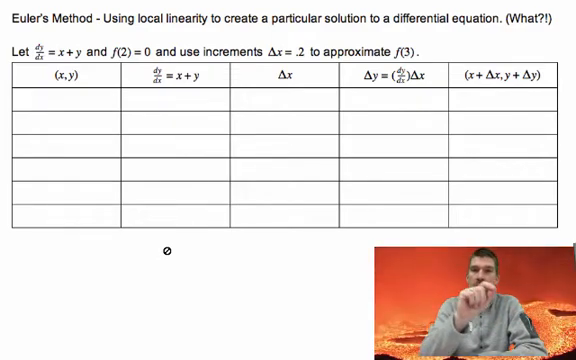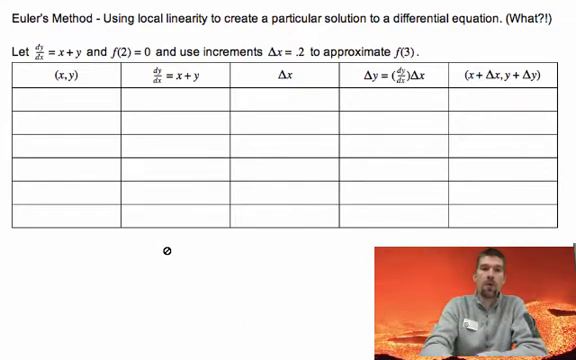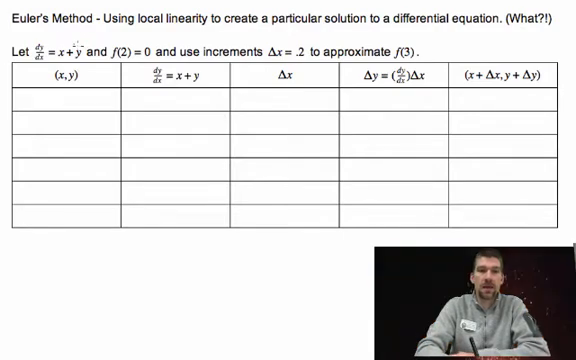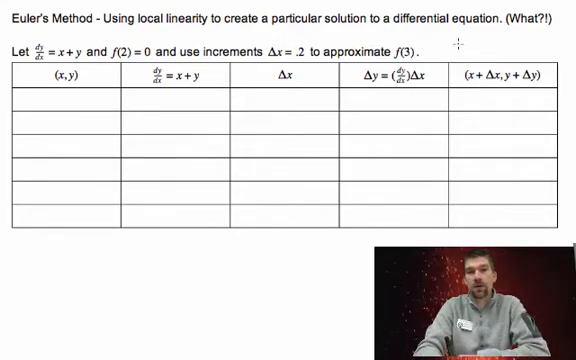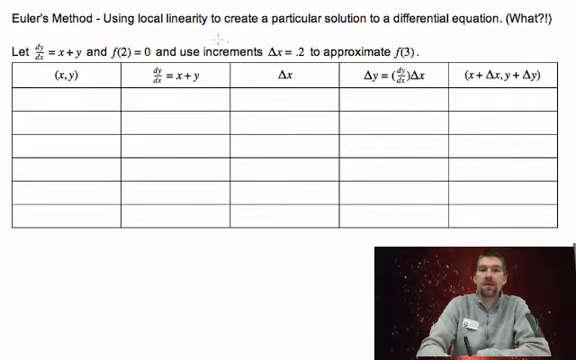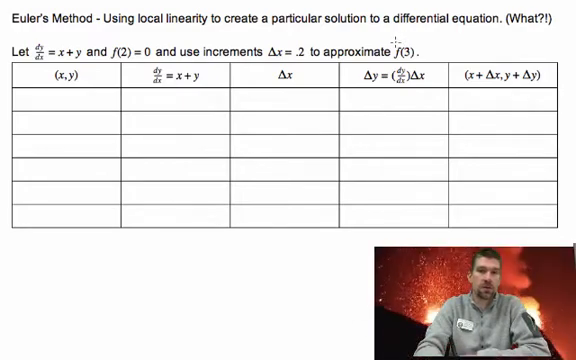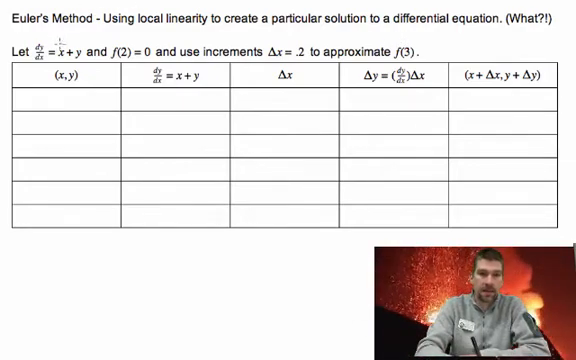The closer you are to a specific point, the easier it is to get that linear shape. So what we're going to do is let dy/dx equal x plus y. We're going to let f(2) equal 0, and we're going to use the increments delta x equal 0.2 to approximate f(3). This is going to give us a particular solution to a differential equation. Remember, this is a differential equation because it's got a derivative in it.